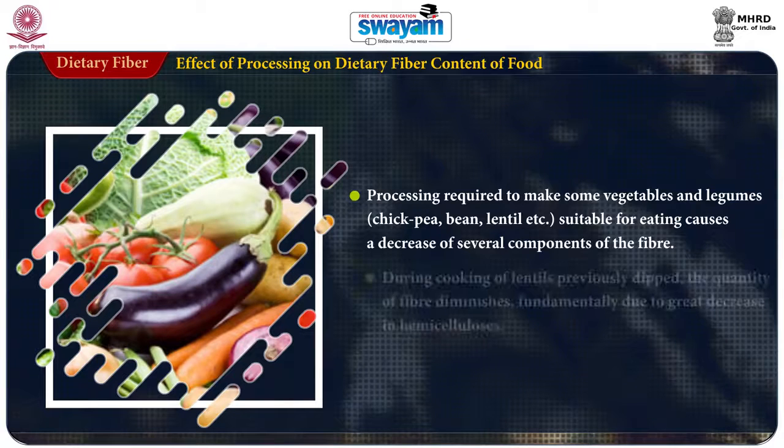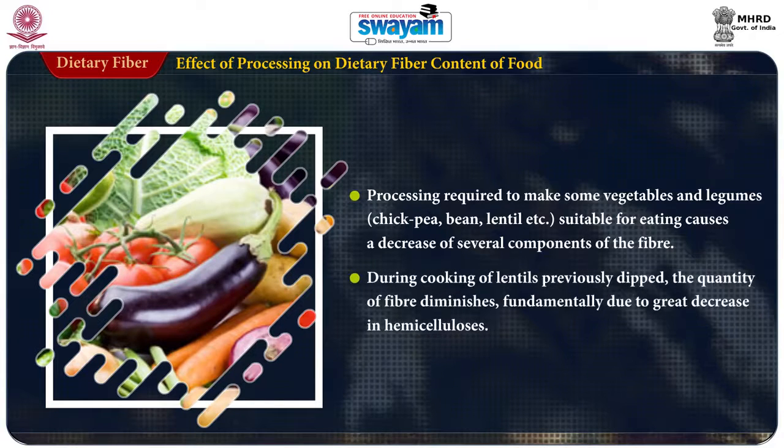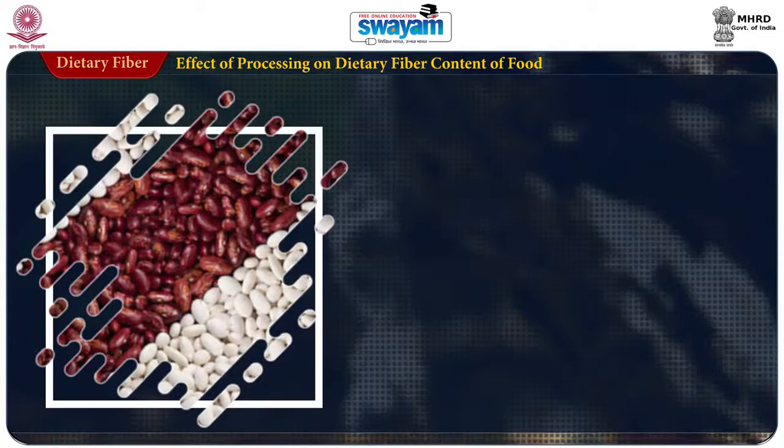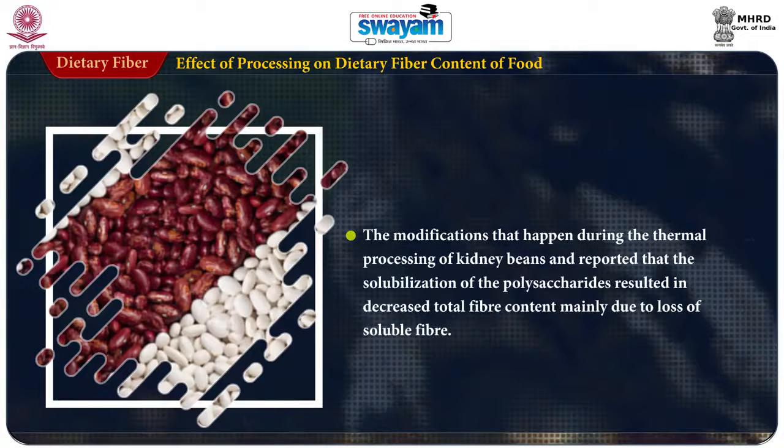Processing is required to make some vegetables and legumes suitable for eating, because it causes a decrease of several components of fiber. For example, during cooking of lentils, previously dipped, the quantity of fiber diminished, owing mainly to a greater decrease in hemicellulose, as suggested by Tatzana et al. in 2002. Further, their study stated that during thermal processing of kidney beans, solubilization of polysaccharides was reported, resulting in a decrease of total fiber content, mainly due to loss of soluble fiber.